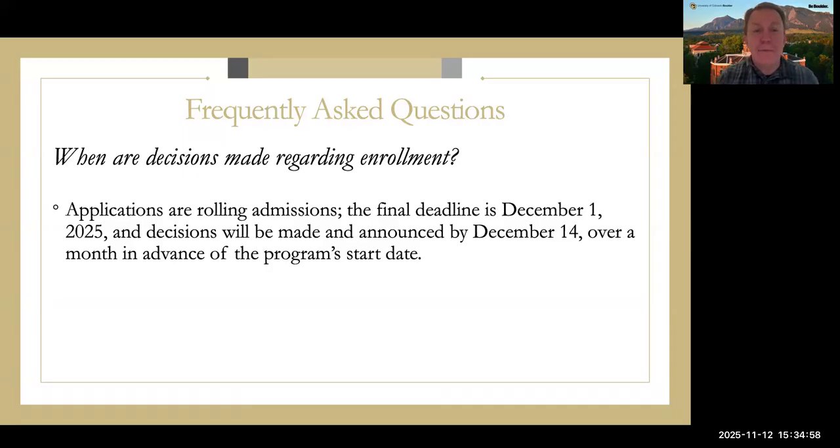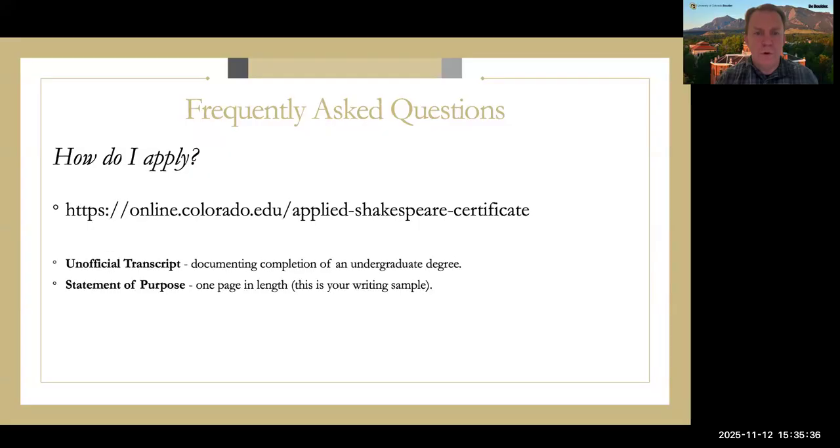When are decisions made? So applications are open now. They usually open in June, and the final deadline is December 1st. And decisions are made on a rolling basis, but the final decisions about whether the cohort moves forward, because there does need to be a minimum number of qualified applicants in order for the program to move forward, that decision will be made by December 14th. So even if you're accepted early, if you apply well before the deadline, we still have to wait and make sure that we have enough students in order for it to move forward.